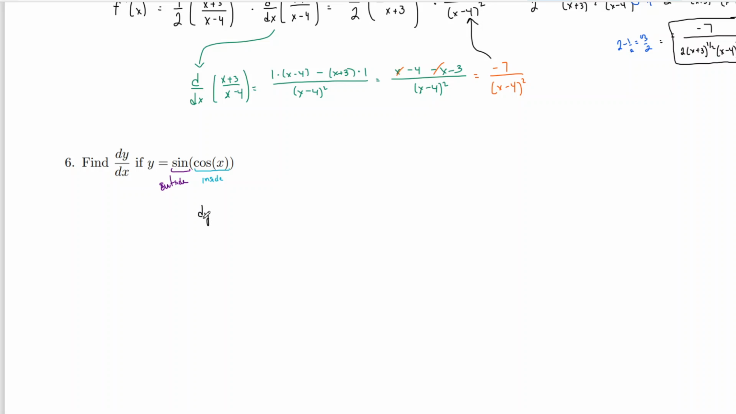But if you write down the outside or inside, or just record it in your head, this shouldn't be too bad. So dy over dx, we do the derivative of the outside. What's the derivative of sine? That's just cosine. We leave the inside the same, so it's cosine of x. And then we multiply by the derivative of the inside, the derivative of cosine of x. Okay, so just keep track. We've been doing exactly the same thing.